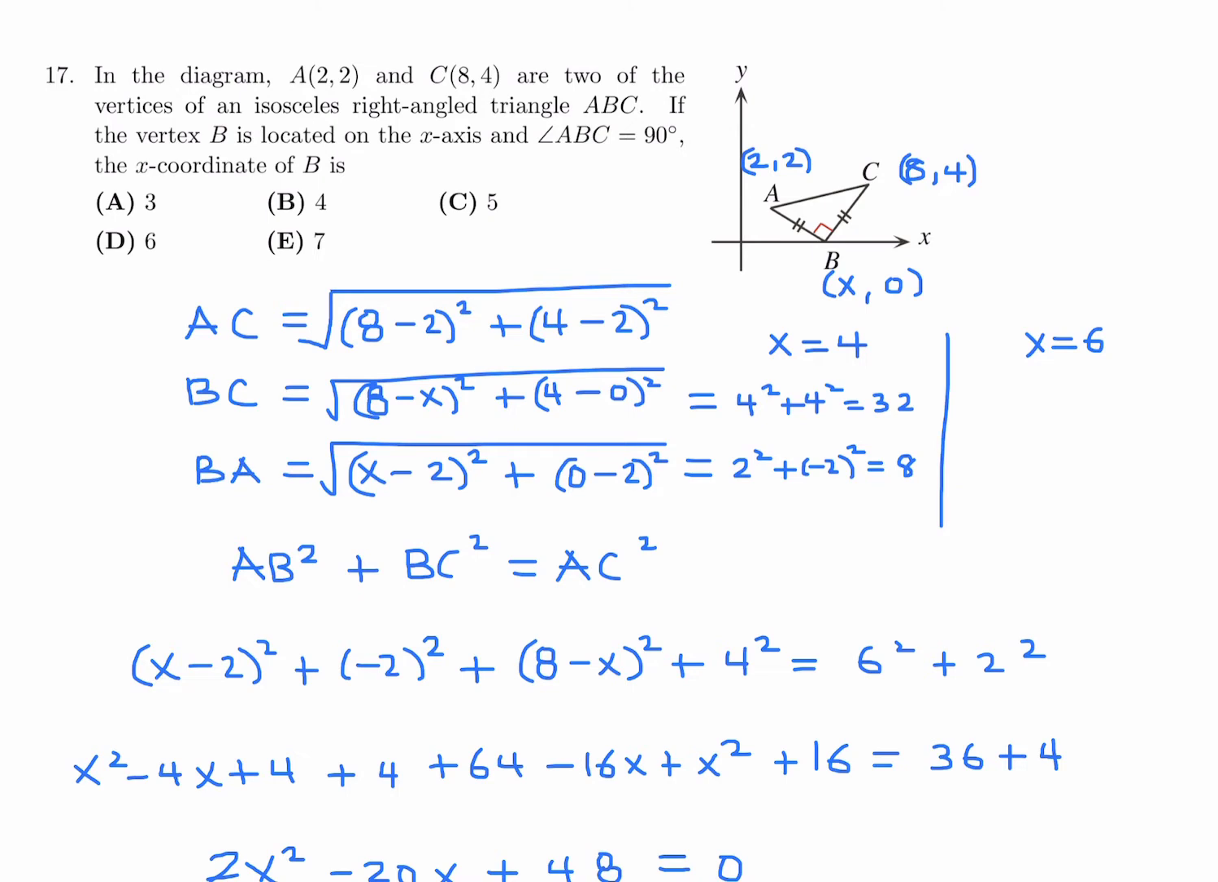are to be sure. When x is 6, we got 8 minus 6, which is 2 squared, which is 4, plus 4 squared. So that's 4 plus 16, which is 20. And then for BA, it would be 6 minus 2, which is 4 squared, plus negative 2 squared, and that is 16 plus 4, which is also 20. So there you go. BC is indeed equal to BA, and therefore x is equal to 6. So number 17, the answer is D.